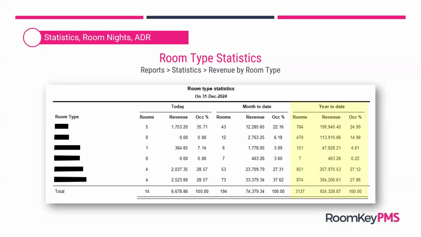Now, for this database, just to protect the privacy, I have blacked out the room types, but you would see the list of your room types listed on the left hand side. We would generate this report for December 31st of the previous year, so 2024. And that ensures that the year to date values on the far right hand side are representative of my year end for the previous year. So that includes rooms sold or rooms occupied, my revenue for each room type, and then my occupancy percentage for each room type year to date.